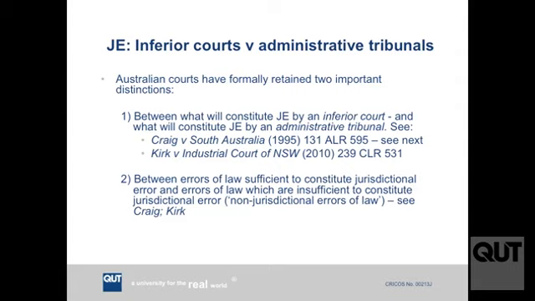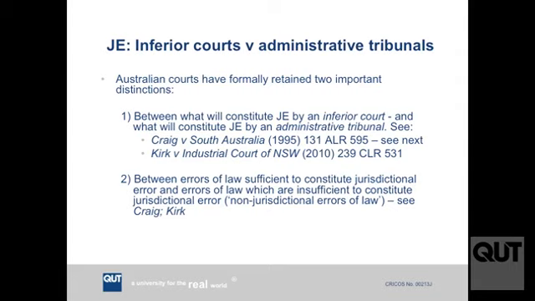When thinking about jurisdictional error, there are two important distinctions to keep in mind. First, in Australia, we have retained the distinction between inferior courts and administrative tribunals. In general, the courts have held that inferior courts are less likely than administrative tribunals to commit jurisdictional error. Judges are legally trained and appointed in a particular way with long tenures, whereas administrative tribunals have non-legal members that are appointed for shorter periods, etc. This is one of the reasons why we have retained a distinction between the two.